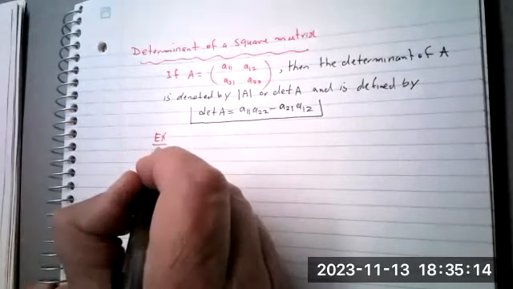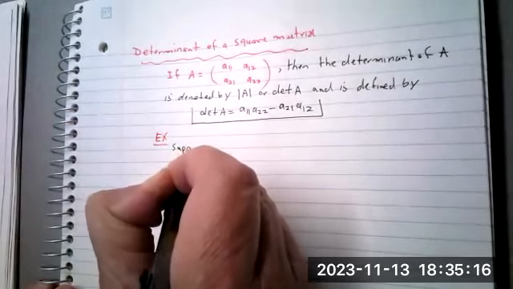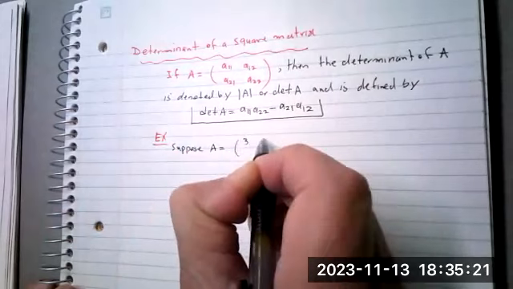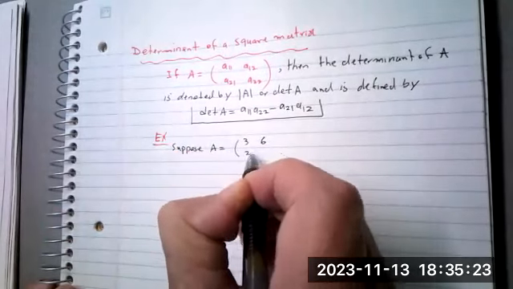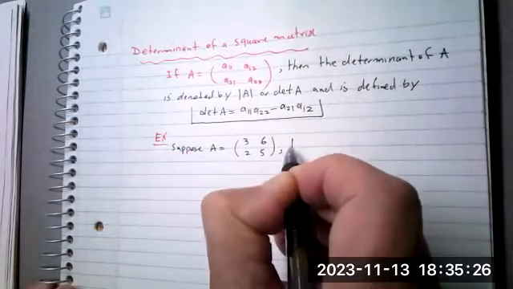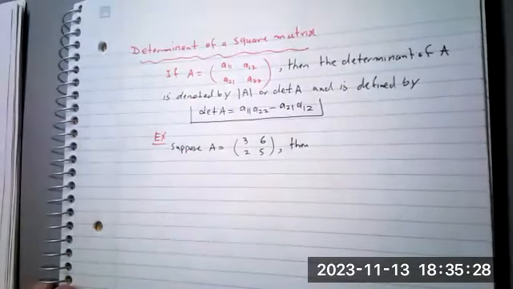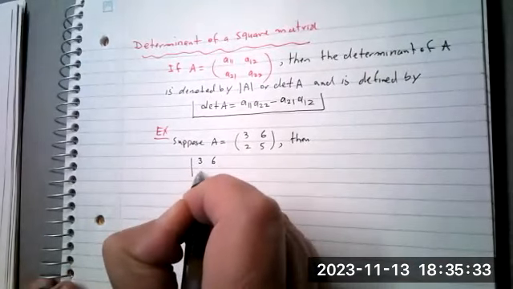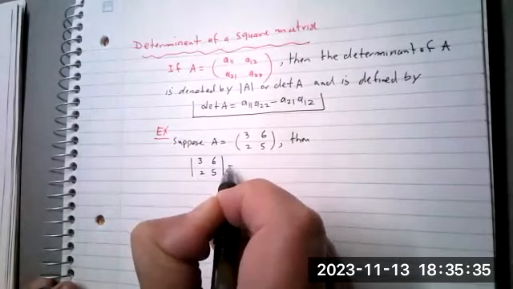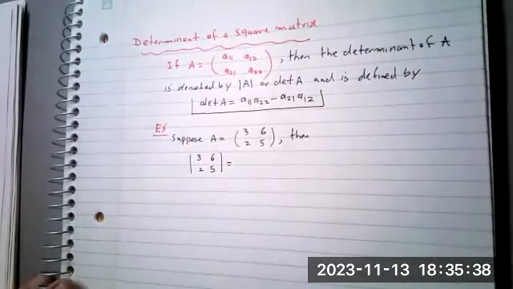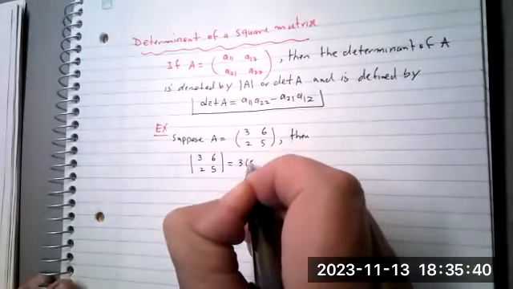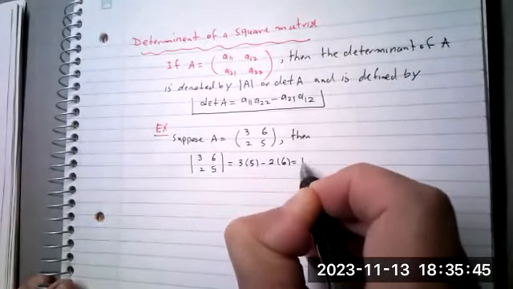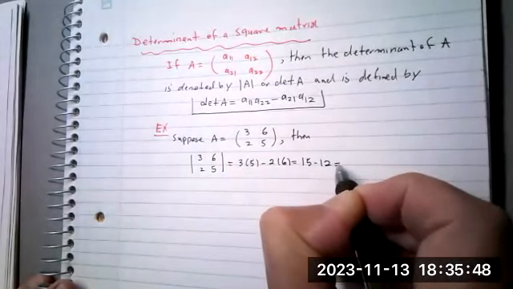So if your matrix is going to be this, suppose A is equal to 3, 6, 2, 5. Then the determinant of the matrix, if you use this notation around the matrix, this means you're talking about determinant. Cross multiply: it's going to be 3 times 5 minus 2 times 6. 3 times 5, 15, minus 12, which is equal to 3.